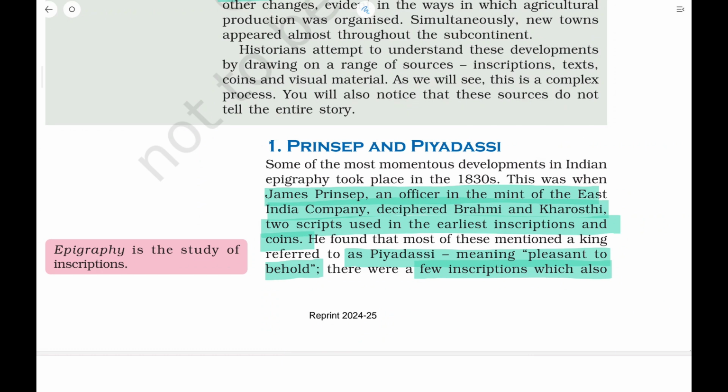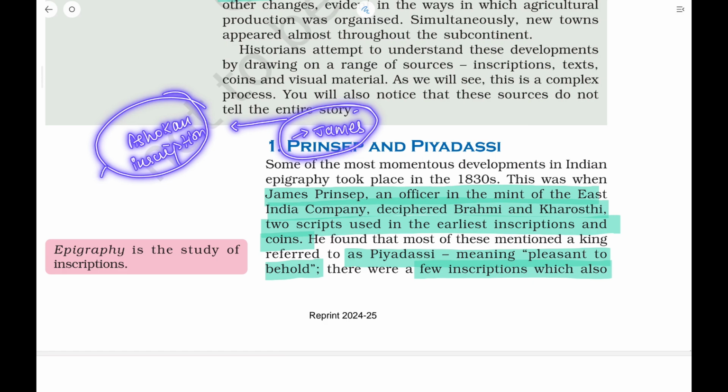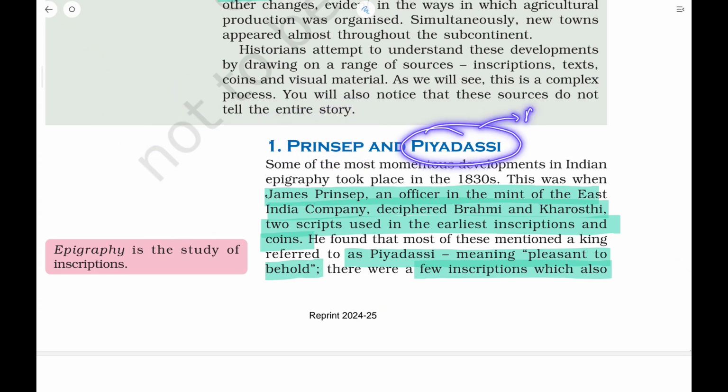Now, directly we come to Prinsep and Piyadasi. And what does this mean? Prinsep means James Prinsep. James Prinsep was the one who is credited with deciphering the Ashokan inscriptions. James Prinsep for the first time derived a meaning from Ashoka's inscriptions. Now, Ashoka's inscriptions were engraved on different things: there were pillar inscriptions, major rock inscriptions, and stone inscriptions as well. So James Prinsep first deciphered them, and Piyadasi here is used for Ashoka.